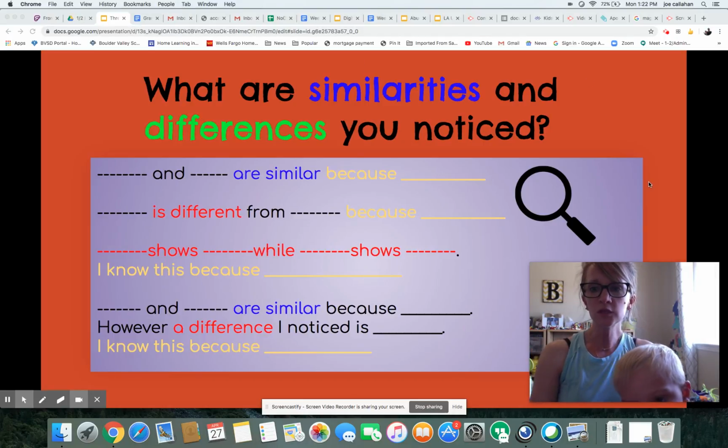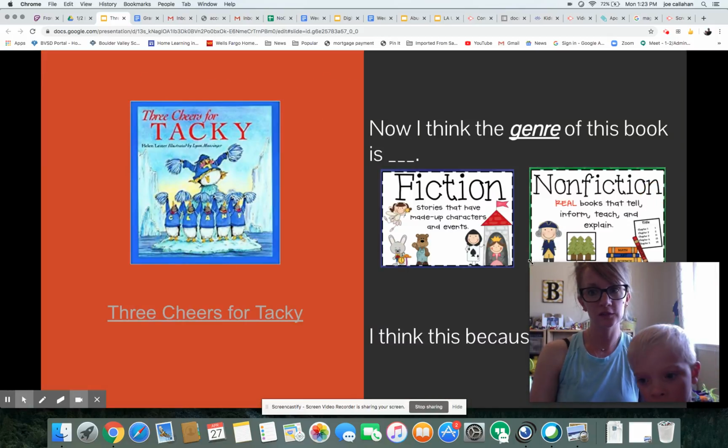And when you look at texts by the same author, you can really notice some interesting and unique similarities and differences that help you to understand why things happen. We knew there was going to be something silly Tacky was going to do because we already understood that about his character from the first text. So noticing those similarities and differences can be really strong.